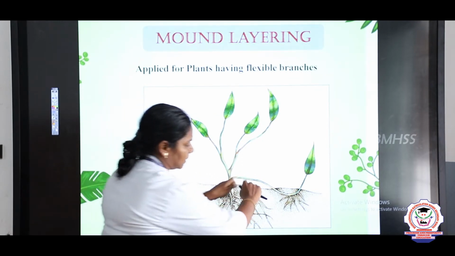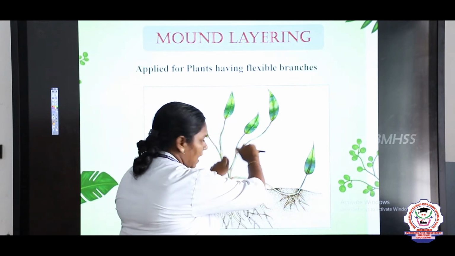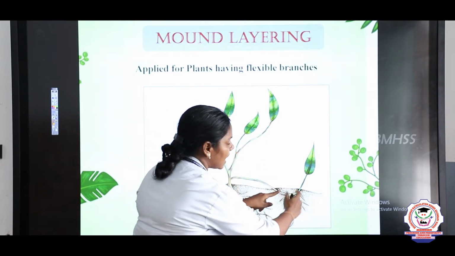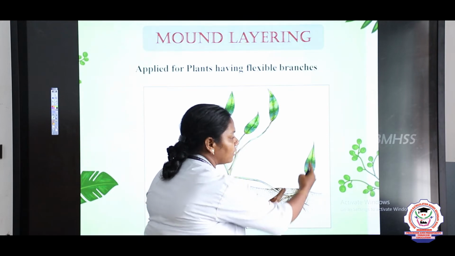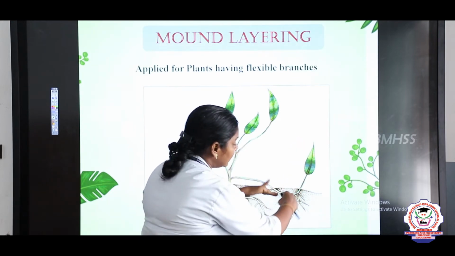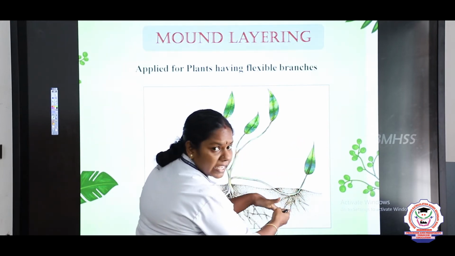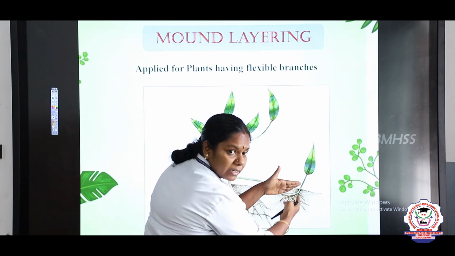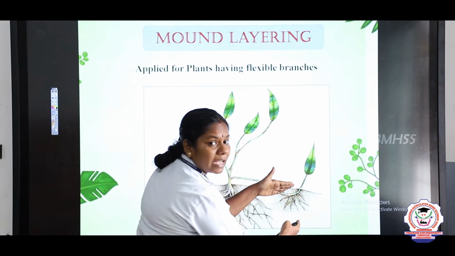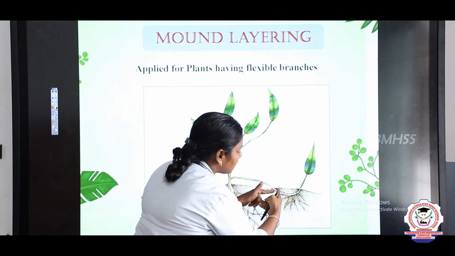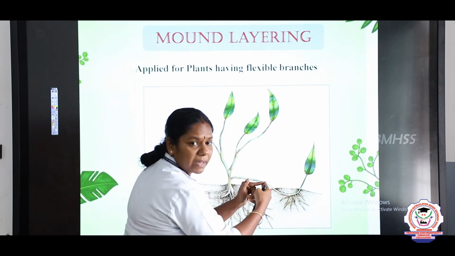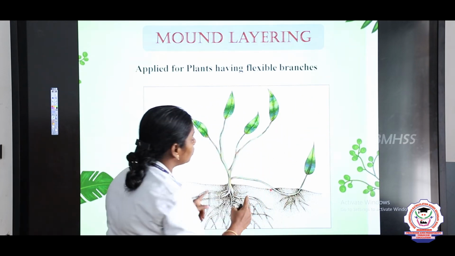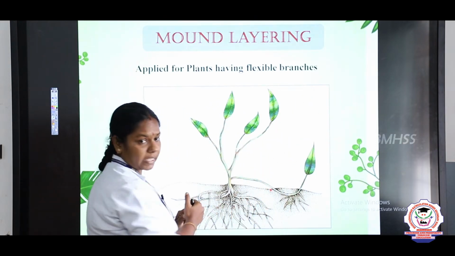Just look at this picture, children. Here the branch of the plant is like this, and we are bending a branch so that the tip of the plant will be facing upwards, and it is covered with layers of soil. Now this stem part, what will happen? The roots will start to form, and after the roots are formed, this part is detached from the parent plant and it continues to grow into a new plant. So this is the mound layering.